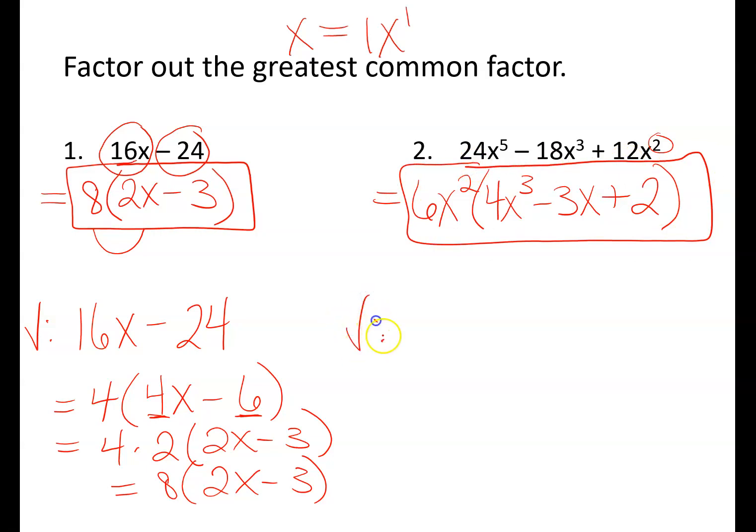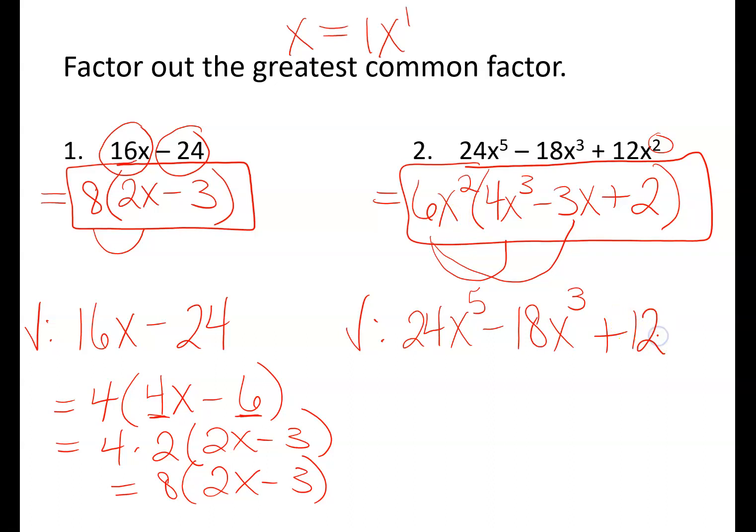Again, we could check it. All you would need to do is distribute the 6x squared, and so 6 times 4 is 24. And when you multiply the variables, you add the exponents. So you'd add 2 plus 3. Then on the next one, 6 times negative 3 is negative 18. Again, add 2 plus 1 is going to make the exponent a 3. And last term, 6 times 2 is 12. And then you would still have your x squared. And that is equal to our original. Therefore, we have a correct factorization.